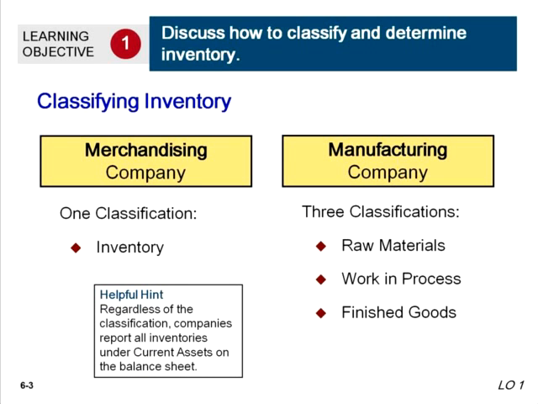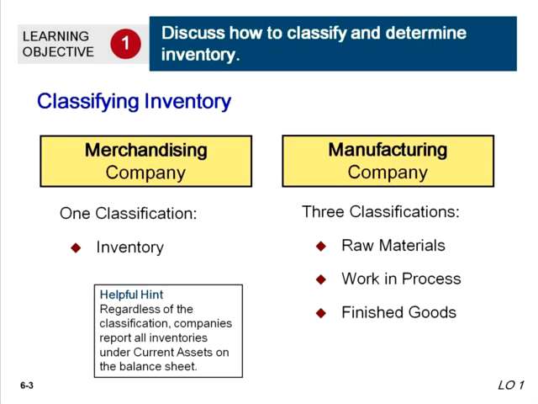First thing we need to do is make a distinction between a retailer and a manufacturer in terms of classifying inventory. As we said before, a retailer is buying finished goods from suppliers that they're turning around and selling to consumers. However, with the manufacturer, they are taking raw materials and they're converting them to finished goods. And those finished goods are then sold to customers.